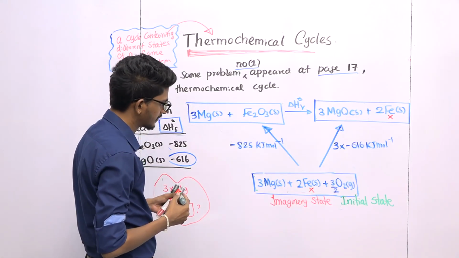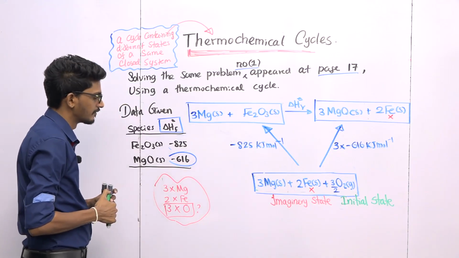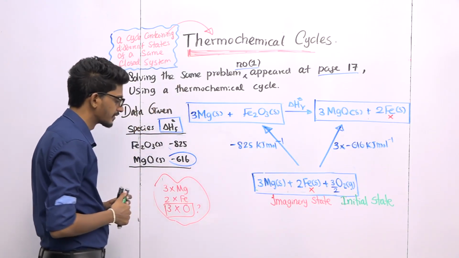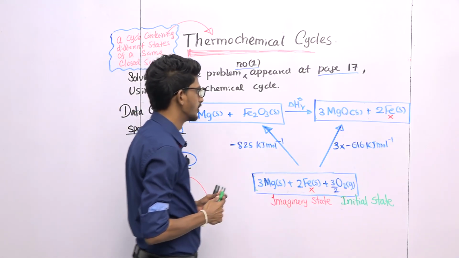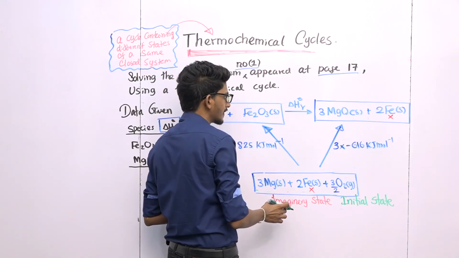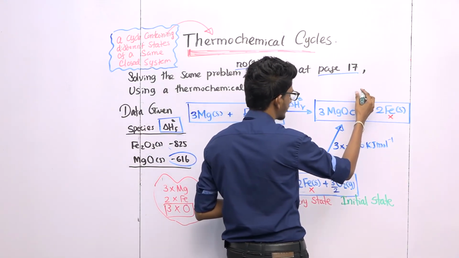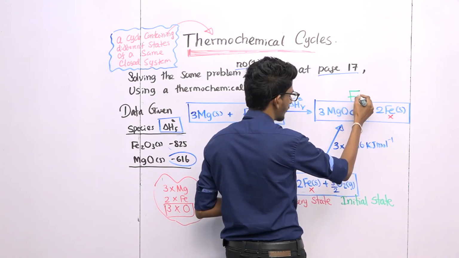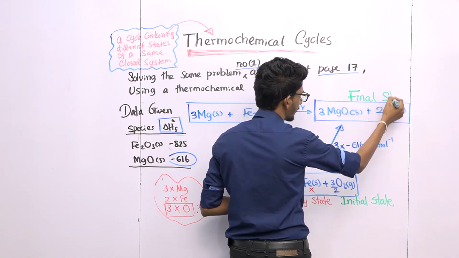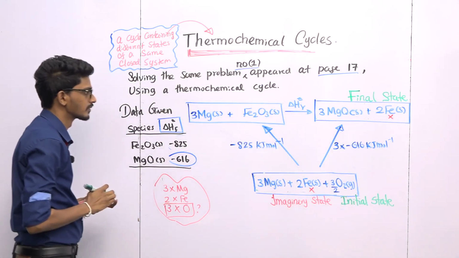Then what is the final state? The final state is the state where all the arrows end, right? All the arrows are coming towards that state. So all the arrows end here. So this is the final state.